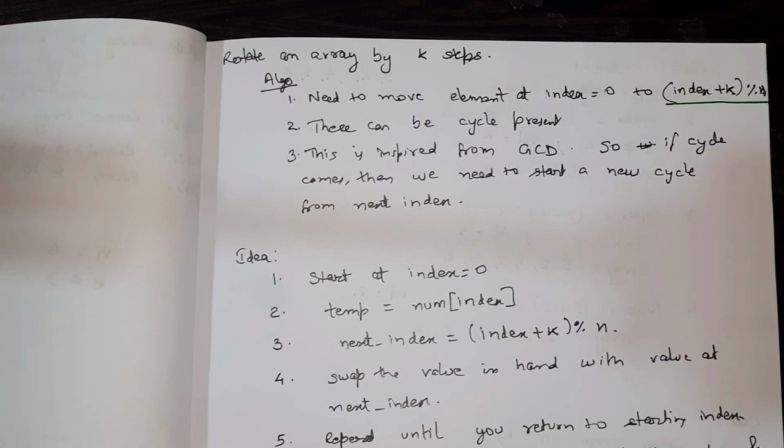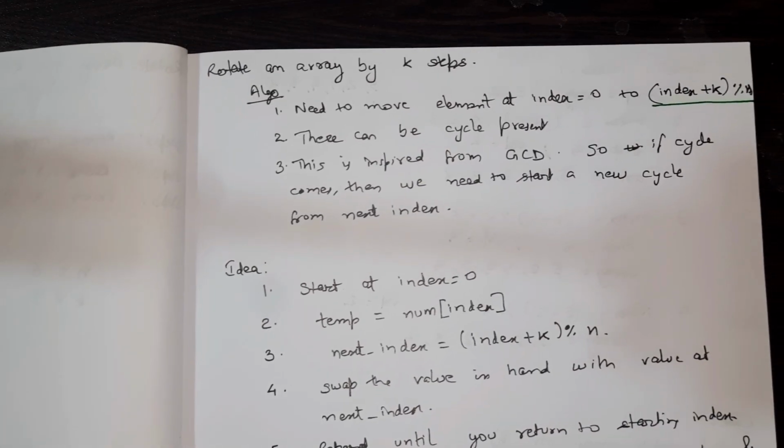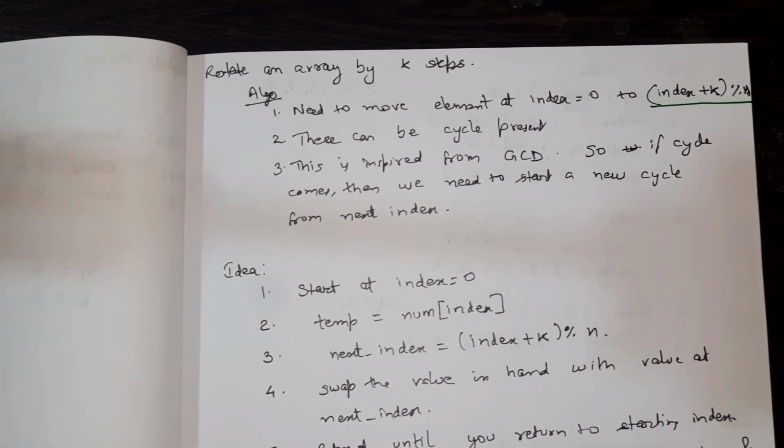Hi everyone, we are going to see the problem which we have discussed in the last video. So basically rotating an array by k steps. We had performed it using reversal of array and it required 3 steps there, and we had to visit each element twice. So this is one more optimal way which you can try, and it is based on the cycle replacement algorithm.